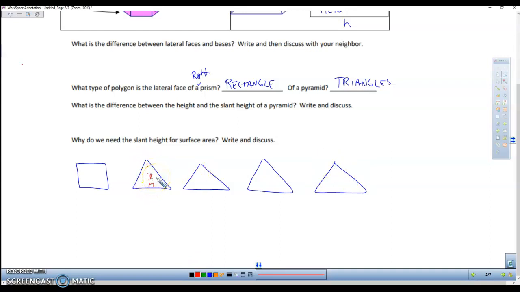So the slant height is really important for finding surface area because the slant height is the height of a lateral face, or in the case of a pyramid, a triangle. And of course, you'll need the height to find the area of one of those triangles because the formula for every triangle is 1/2 base times height.